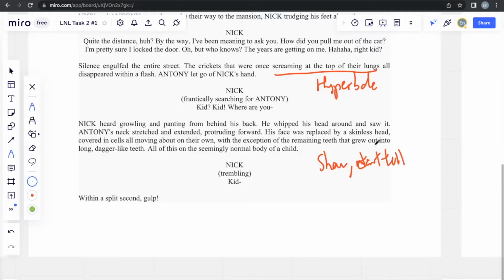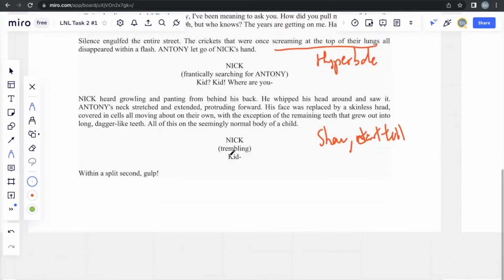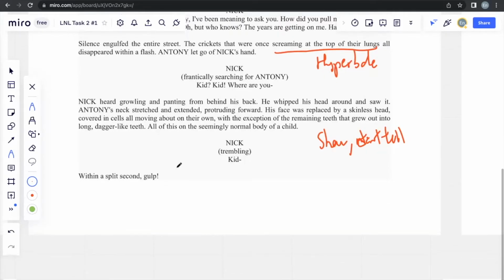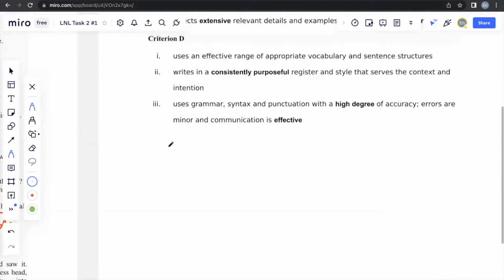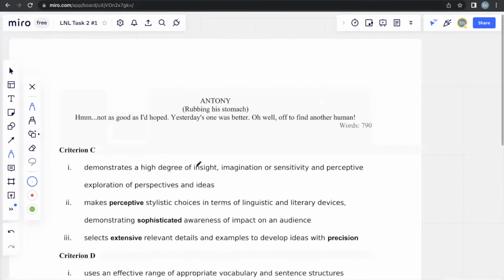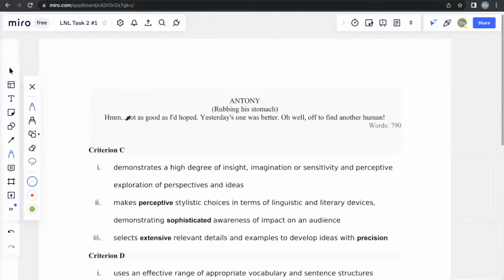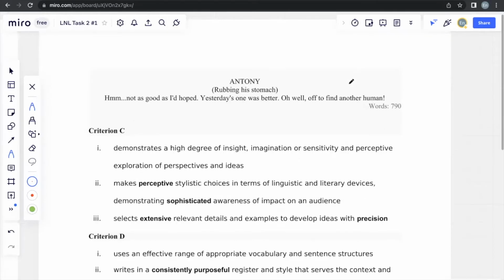expressing that anger. So Nick trembles and goes, kid, within a split second, gulp. And Anthony goes, rubbing his stomach. Not as good as I'd hoped. Yesterday's one was better. Oh well, off to find another human.